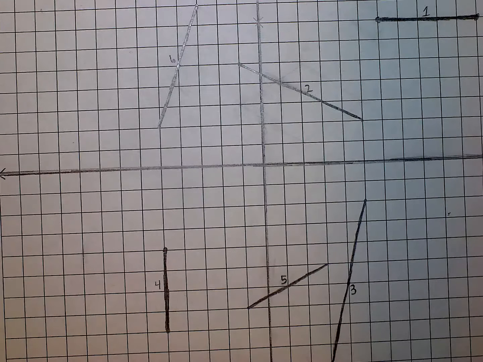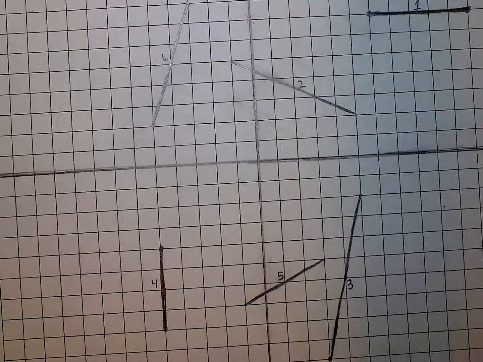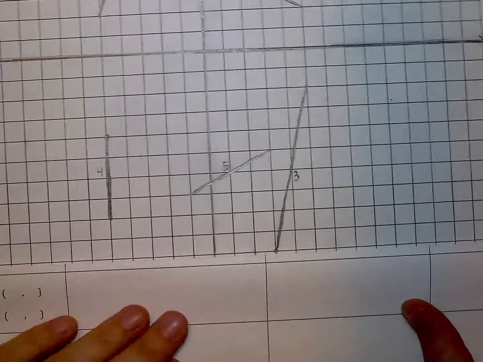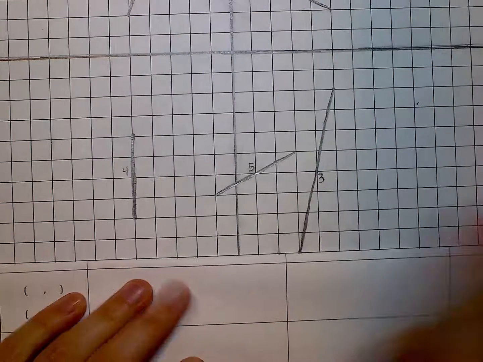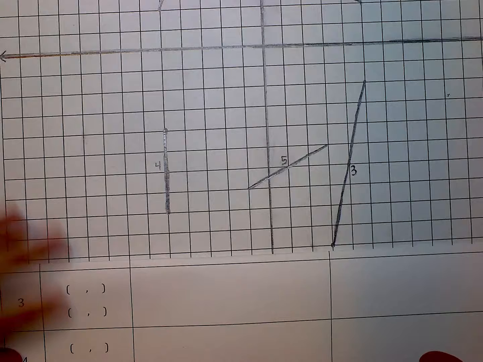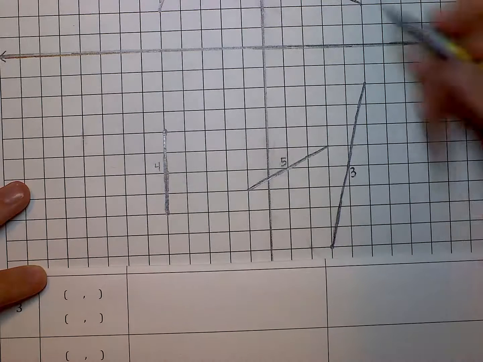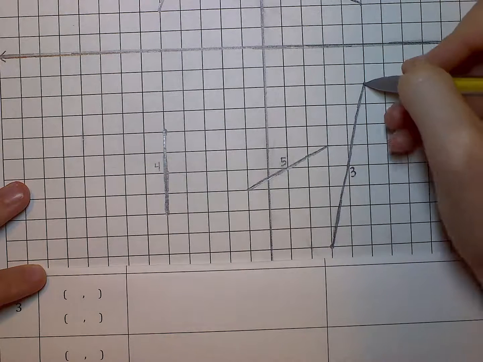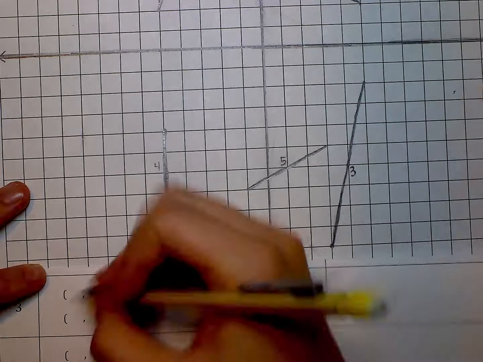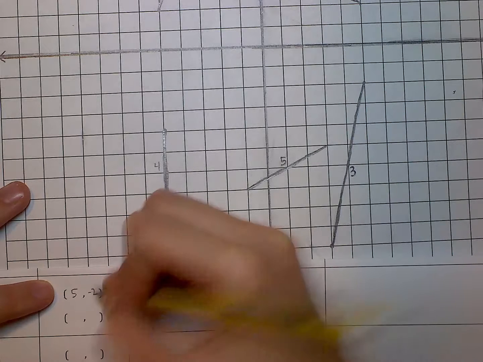Here's line 3. Let me fold my paper again so we can see it. And line 3 is down here in quadrant 4. Let's see, can we see everything? Okay, let me adjust so you can see. So here's line 3. I'm going to find 2 points on the line. I see this point. So that's 1, 2, 3, 4, 5, down 2. So that's 5, negative 2.